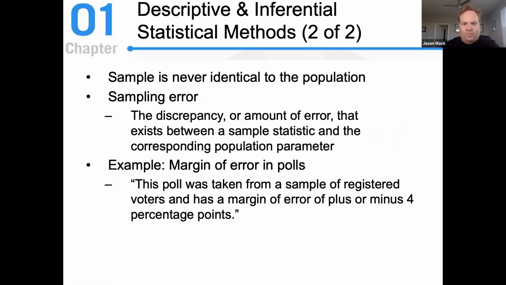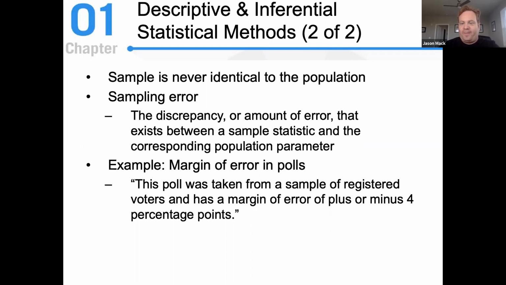A sample is never identical to the population. Sampling error is the discrepancy, or the amount of error, that exists between a sample statistic and the corresponding population parameter. For example, the margin of error in polls: this poll was taken from a sample of registered voters and has a margin of error of plus or minus some percentage points. Error is not necessarily something wrong. It has to do with the quantifiable degree of imprecision that is much better than a random guess.